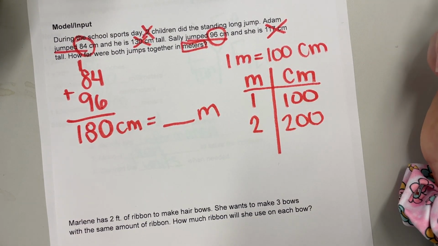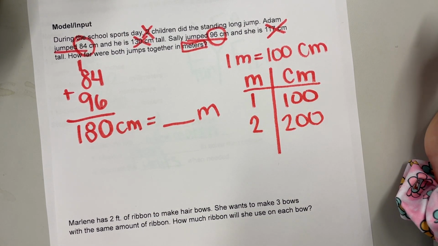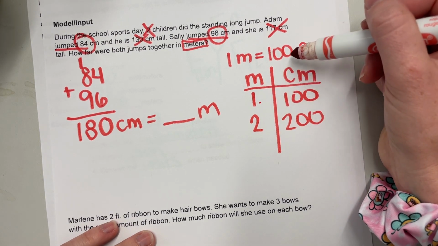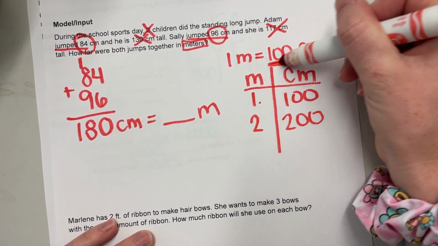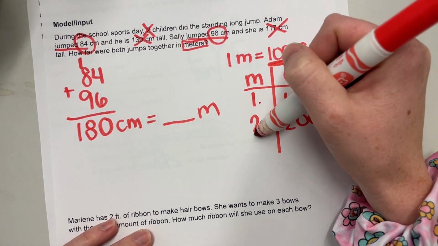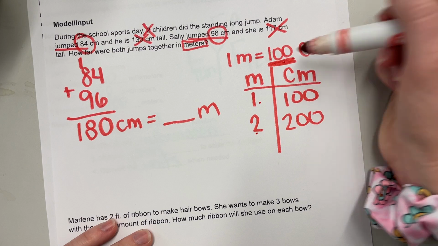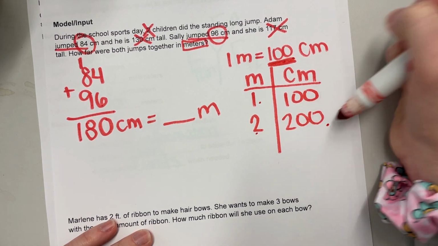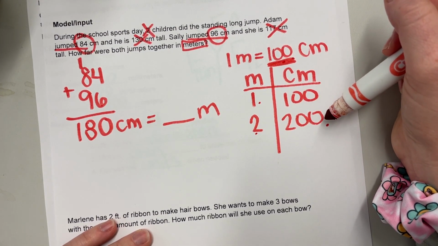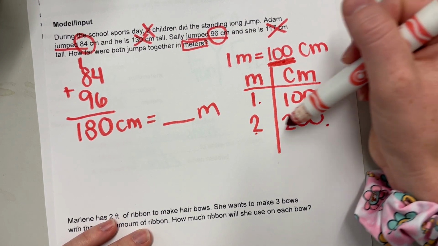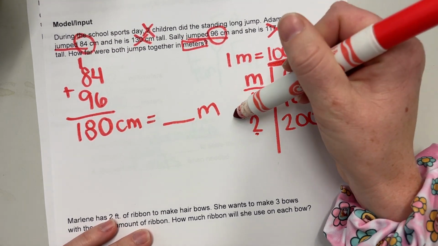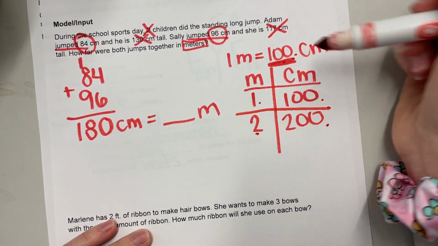I have to figure out a way to give you an exact number. So if I do 1 times my conversion, which is 100, I get 100 as my answer for centimeters. If I do 2 times 100, I get 200 for my conversion. Or I could divide and go backwards. So I could do 200 divided by 2, and I get 100. If I do 100 divided by 1, I would get 100.